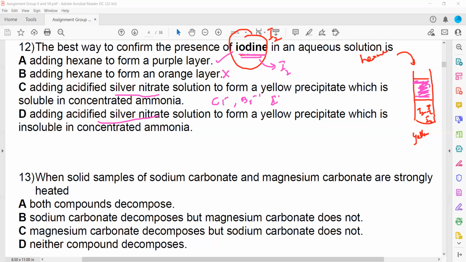In question 13, when a solid sample of sodium carbonate and magnesium carbonate are strongly heated. When we heat sodium carbonate, potassium and sodium carbonate and hydroxide, they are stable to heat, so they do not decompose. But magnesium carbonate decomposes into magnesium oxide plus carbon dioxide. So magnesium carbonate decomposes, but sodium carbonate does not decompose. So for 13, C is the right answer.